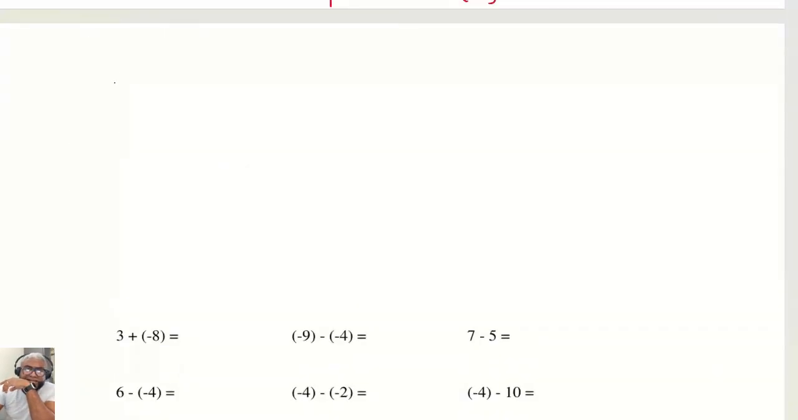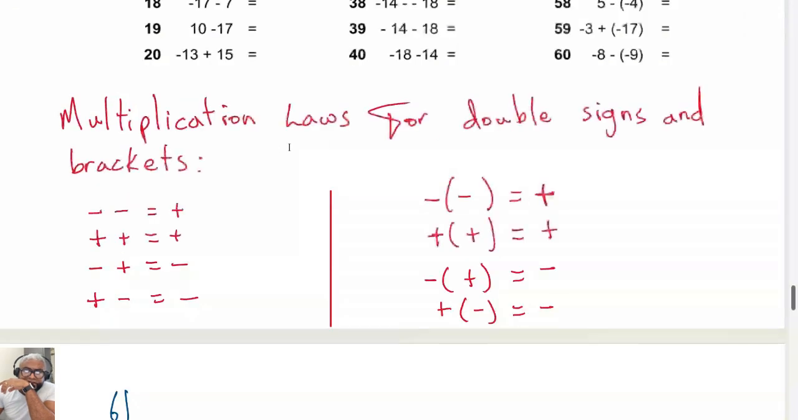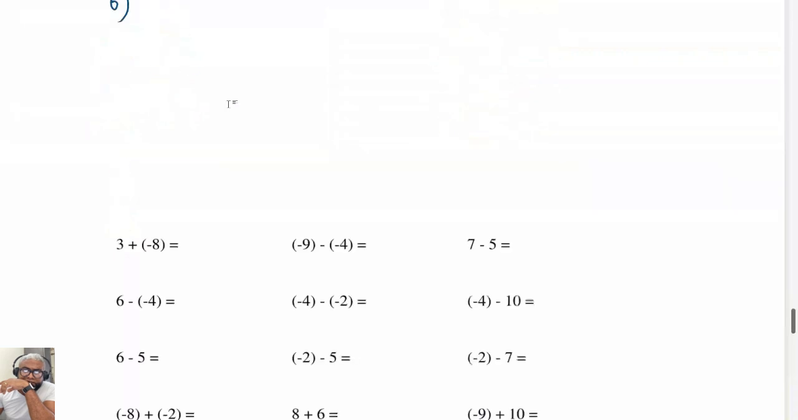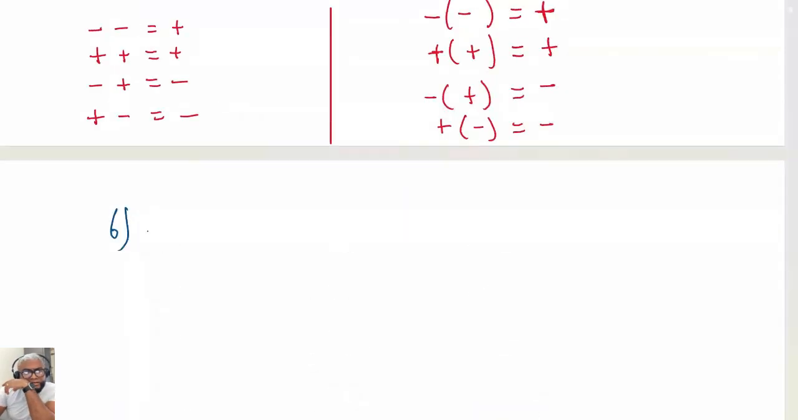So it was number 6. It would be negative 1 minus negative 2, right? Negative 1 minus negative 2. So stay with me, eh?